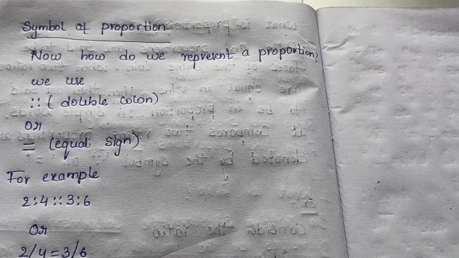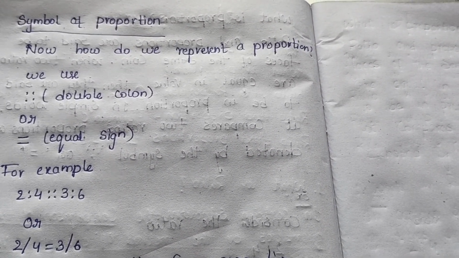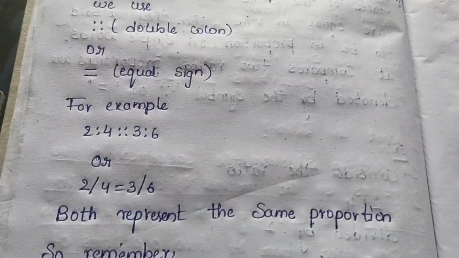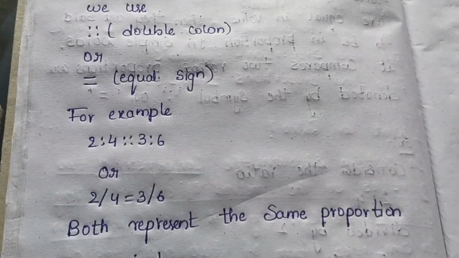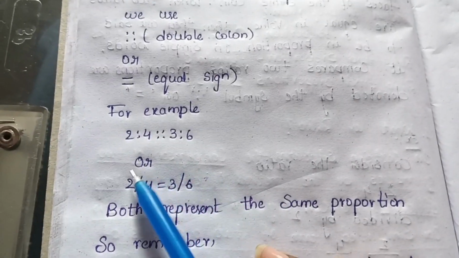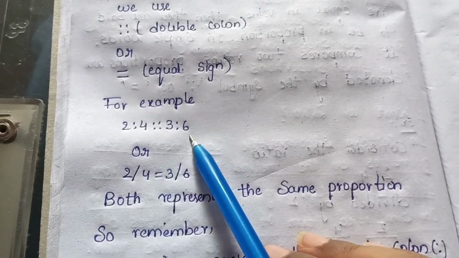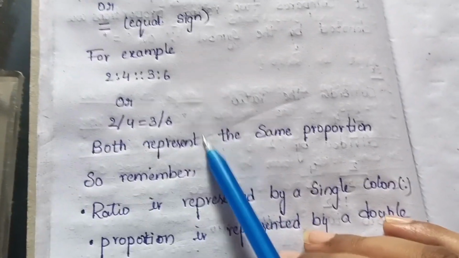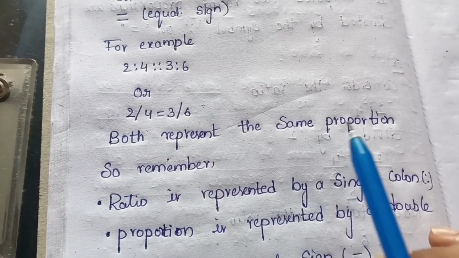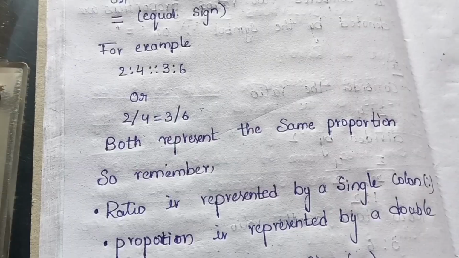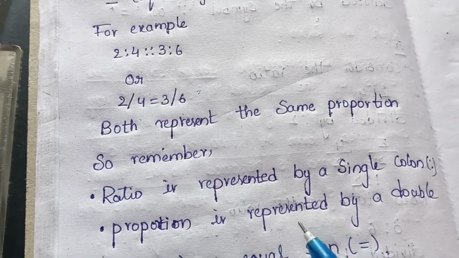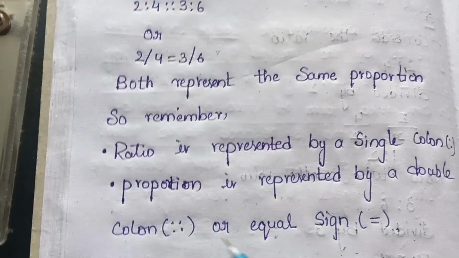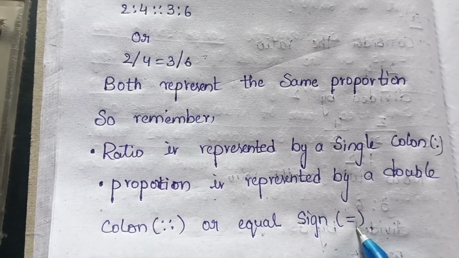Now the symbol of proportion. How do we represent a proportion? Generally we use the double colon or the equal sign. For example, 2:4 :: 3:6, or 2/4 = 3/6, and both represent the same proportion. So remember that: a ratio is represented by a single colon, and a proportion is represented by a double colon, or the equal sign.